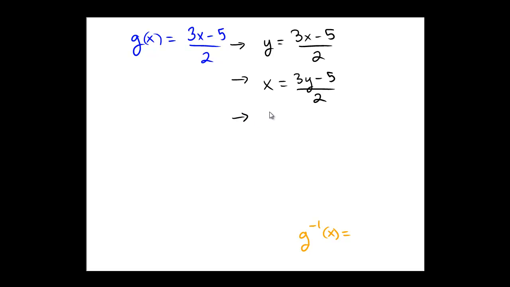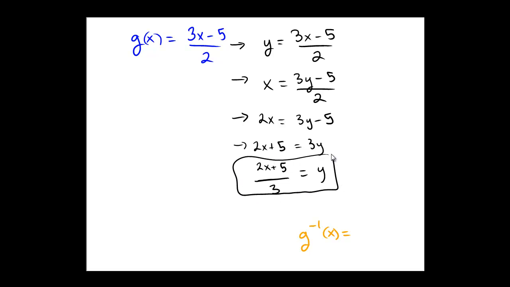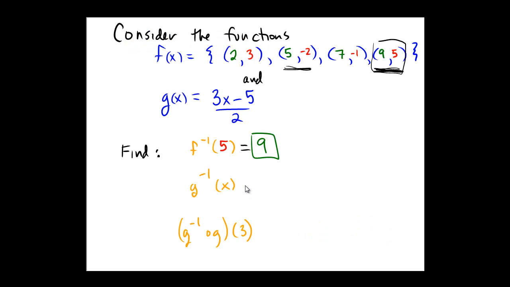Now to solve this equation, let's multiply both sides by 2. 2x equals 3y minus 5. Then add 5 to both sides by the addition property of equality. And then finally divide both sides by 3. So y on this side and (2x plus 5) over 3 on this side. So it looks like we're finding an equation of (2x plus 5) over 3 equals y, and this would be the inverse of g. So transferring back to the original, we would have g inverse of x equals (2x plus 5) over 3. And that would be the correct answer to this problem.